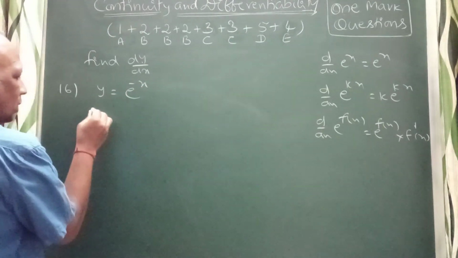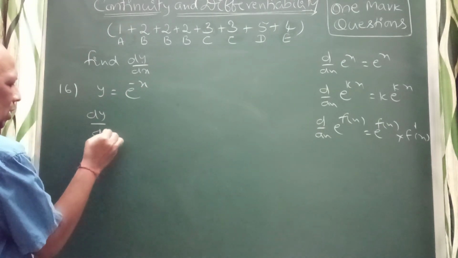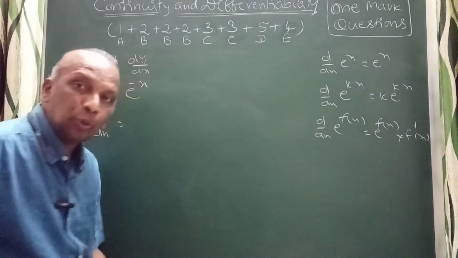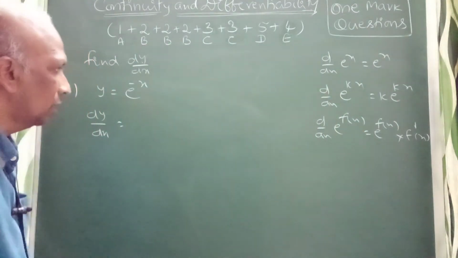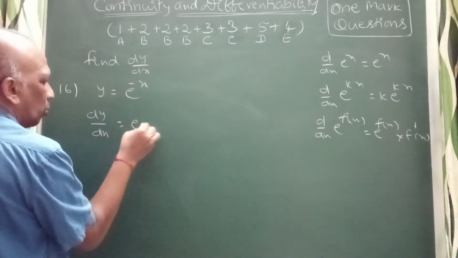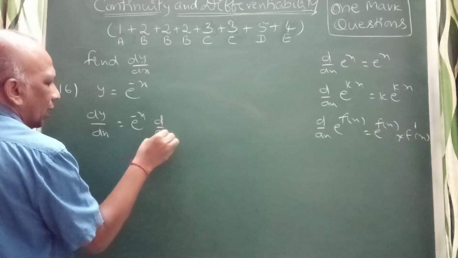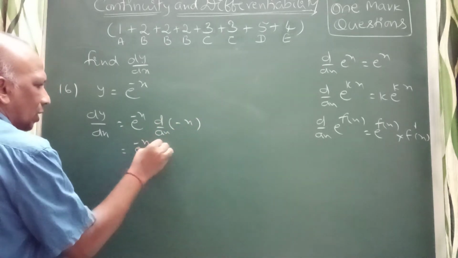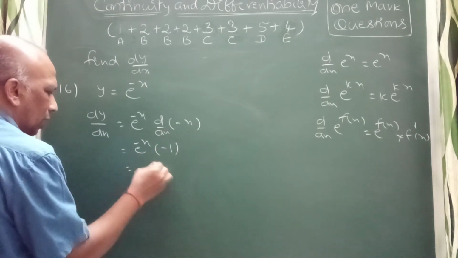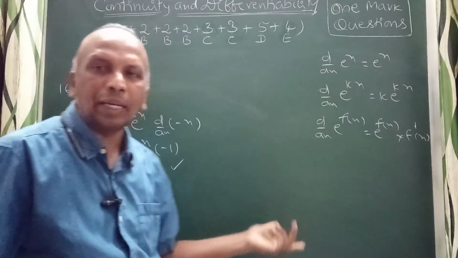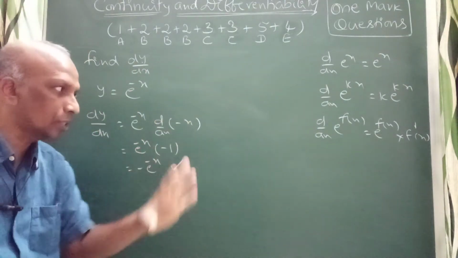You can see here, if e power minus x, and I have written dy by dx directly, if we consider this one, k is minus 1, your answer is minus e power minus x. You can write it within one line if you want direct. Otherwise, e power minus x into d by dx of minus x, now I will write e power minus x into minus 1, so minus e power minus x. Otherwise, if we remember this, replace k with minus 1, and in one step you can write your answer.